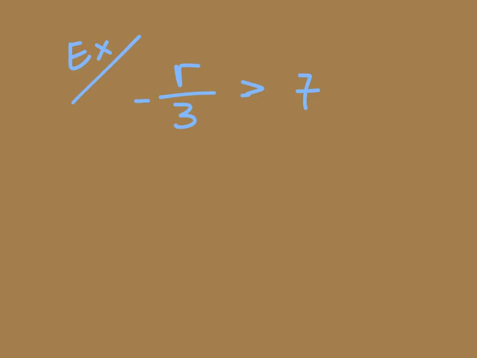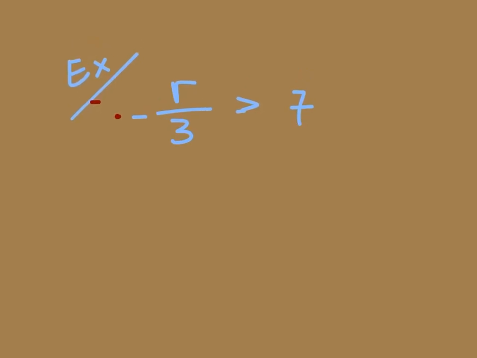On this next example, what you have here is -r/3 is greater than 7. What I want to do here is understand what this question is asking me. When I have r/3, that means that I'm dividing by 3. And if I want to move this 3 over, I want to multiply it. Because I have a negative sign out front, I want my negatives to go away, and I just want to be left with r on the left side. So I want to multiply both sides by -3.